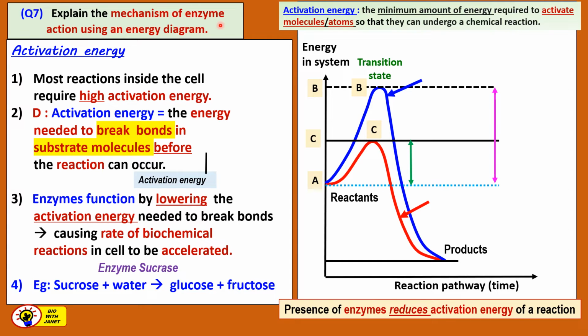Question 7. Explain the mechanism of enzyme action using an energy diagram. So here's our energy diagram. Now, first of all, we must find out what activation energy is. So most reactions inside the cell require high activation energy. So most reactions don't occur on their own, but they need some energy to activate the molecules first, all right, before the molecules can undergo a chemical reaction. So activation energy is the energy needed to break the bonds in the substrate molecules before the reaction can occur.